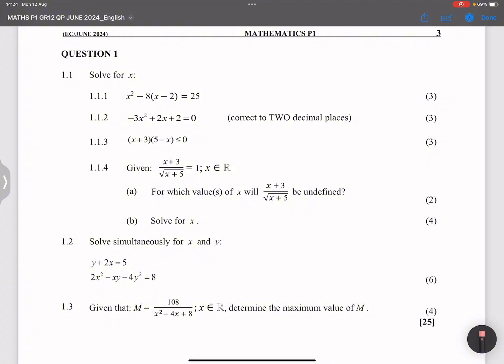So we've got our inequality there. We've got x plus 3 and 5 minus x. This is less than or equal to 0. Now, ladies and gents, I want you to note your coefficient of x in the next bracket is actually negative.